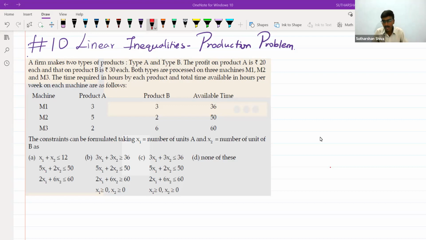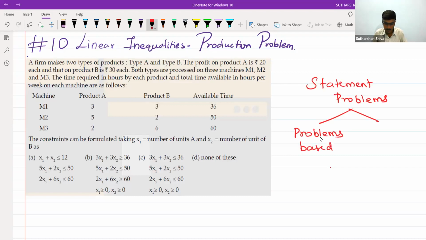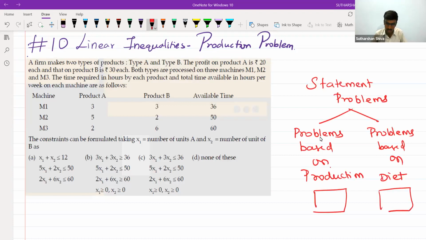In our day 7 or day 8, I don't remember, we have studied about linear inequalities, the statement problems. Actually, these statement problems will be divided into two. One which we have already seen, problems based on production is the first one. Next, problems based on diet. Whenever we come across production, we use the less than or equal to sign. Diet, greater than or equal to sign.